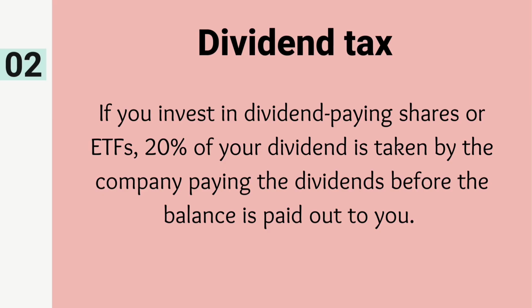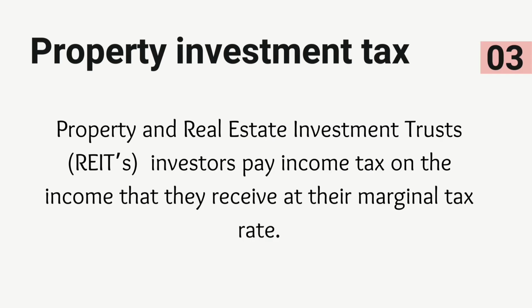Then there's dividend tax. If you invest in dividend-paying shares or ETFs, 20% of your dividend is taken by the company that is paying the dividends before the balance is paid out to you. If you receive income from your rental properties or real estate investment trusts, you can pay tax of between 18 to 45%, depending on where you fall on the SARS income tax tables.